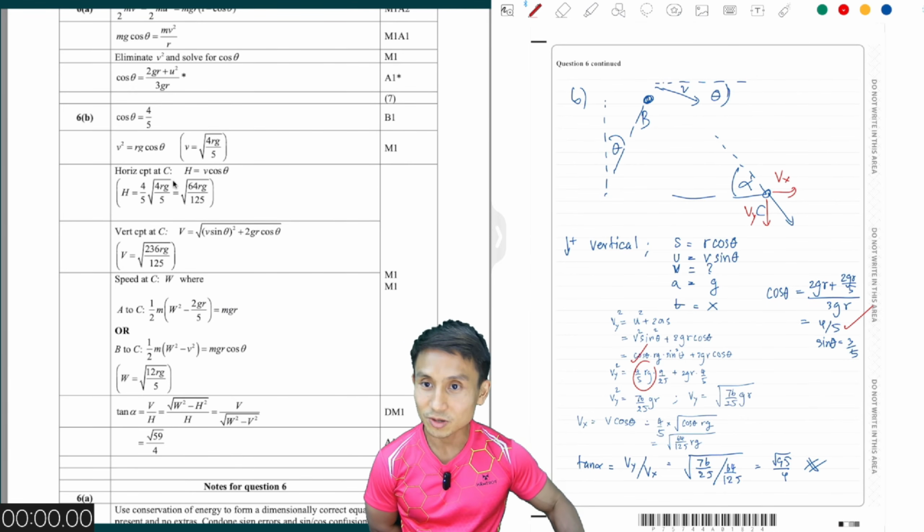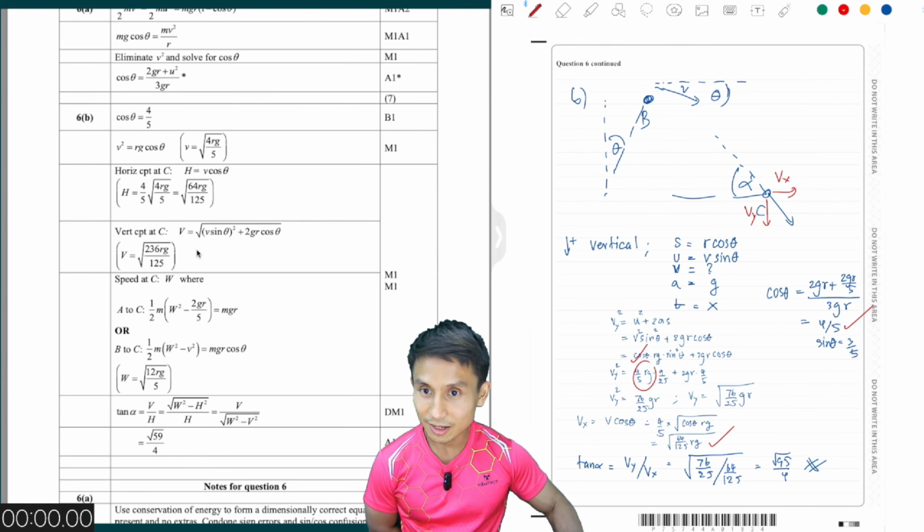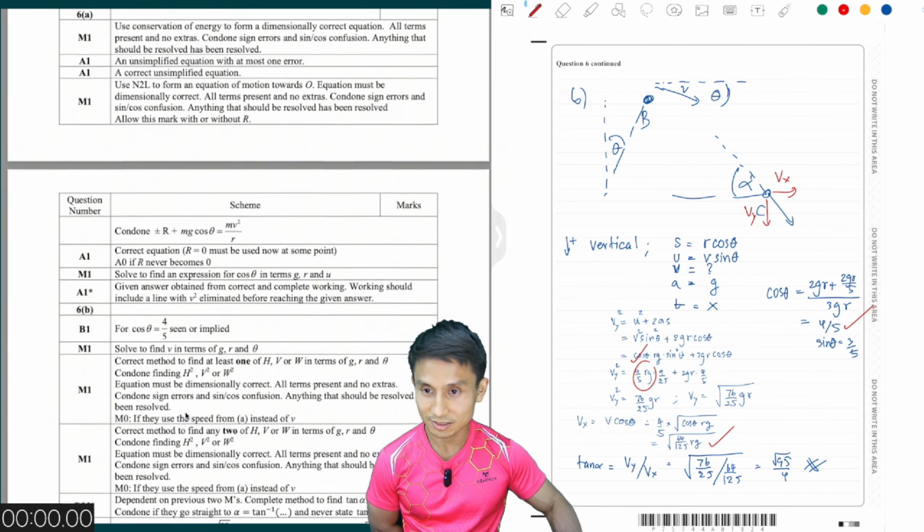And then horizontal at C. Where I get, yeah, this one. Okay. And then vertical. Vertical at C. I have no idea how they get 236 RG there. Okay, so probably I don't get that speed at C. And then they got that, so no idea now after this. Probably wrong here, guys.